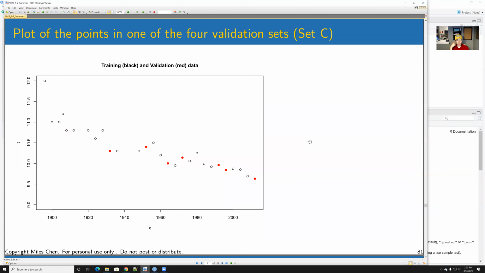So here's just one example, okay? We're going to look at one of the validation sets.